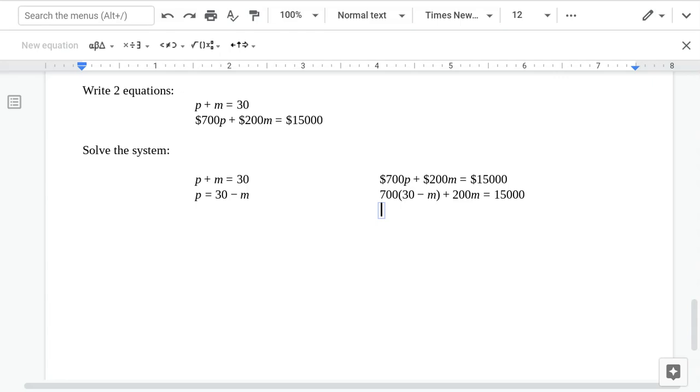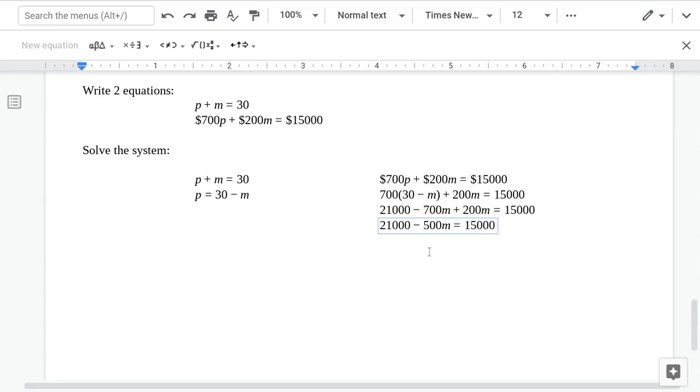And when we distribute 700 times 30, we're going to get 21,000. And 700 times negative M is going to be negative 700M. We still have plus 200M. And we're still equal to 15,000. Okay, so if we continue solving our equation, we're going to combine like terms over here. So we see there's a negative 700M plus 200M. Again, we just combine those because they're on the same side of the equation. We'll still have this 21,000, and then negative 700 plus 200 is negative 500M. And we're still equal to 15,000.